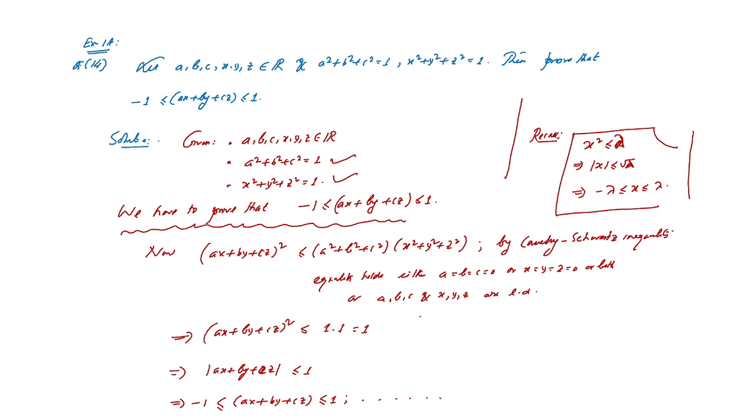Here the question may be asked in MCQ type. As an MCQ: let a, b, c, x, y, z be real numbers such that summation square equals 1. Summation square means a square plus b square plus c square equals 1, and x square plus y square plus z square equals 1.